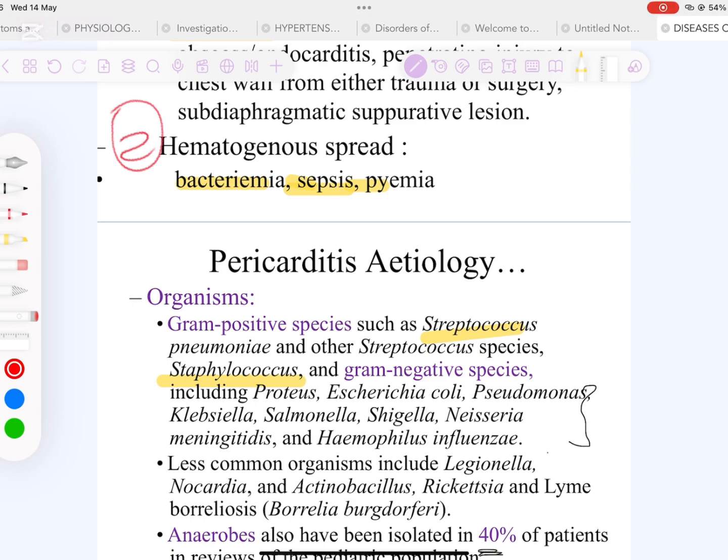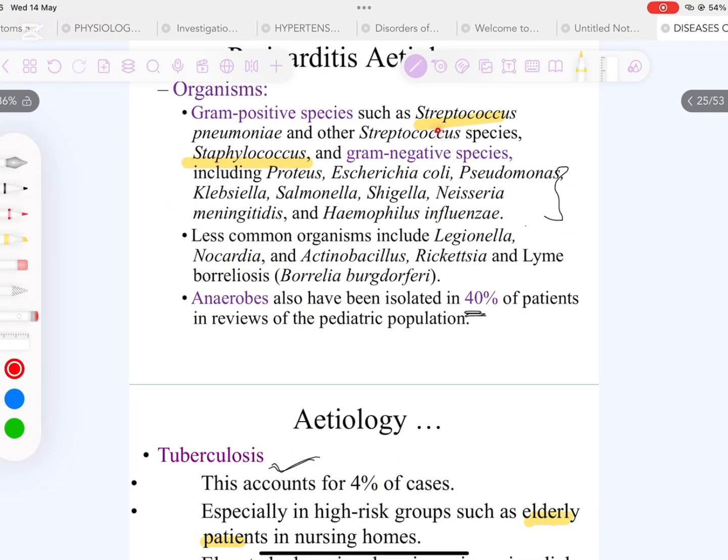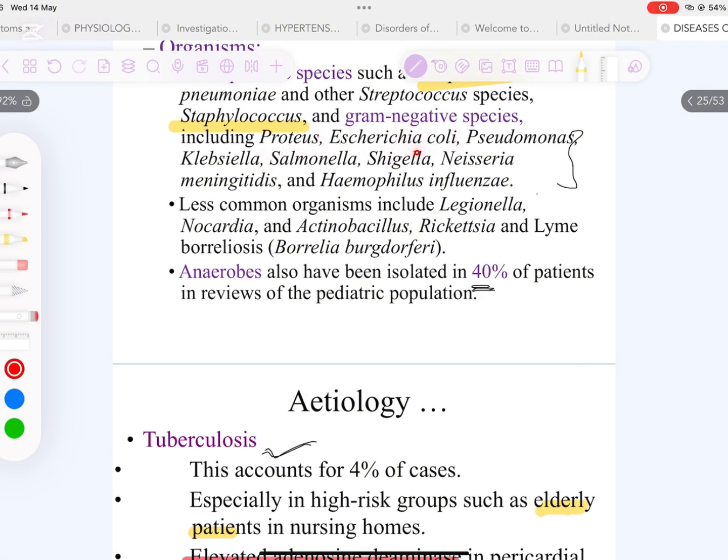It will spread from the leg straight, or it can be sepsis, any part of the body. Pyemia, pus in the blood, it will just spread there. Now, for the organisms, you can have gram-positive like strep, staph, strep pneumonia most especially, and other strep. And then for gram-negative, you can have Proteus, E. coli, Pseudomonas, Klebs, Salmonella, Shigella, Neisseria meningitidis, and Haemophilus influenzae.